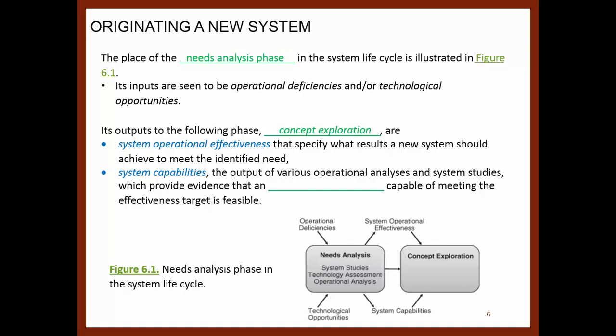What are the performance that this thing is going to achieve that is going to make it better? What are the system capabilities? What are the outputs of various operational analysis and system studies which provide evidence that an affordable, going back to the cost, system capable of meeting the effectiveness target is feasible. The cost is relevant. Okay, there's many ways that you can achieve the same goal, but affordable in the sense that not only will solve the problem, but it could be accessible to the people who are going to use it or to the people who need the system.